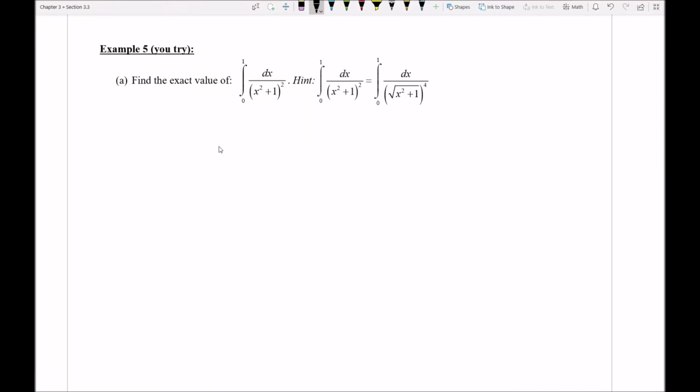Let's take a look now at example number 5. And this is going to be one where I'm going to ask you to try to see how far you can get on your own before watching me work through the solution. However, before you hit pause and get started, let's take a look at the integral that we have and make a few comments about it.